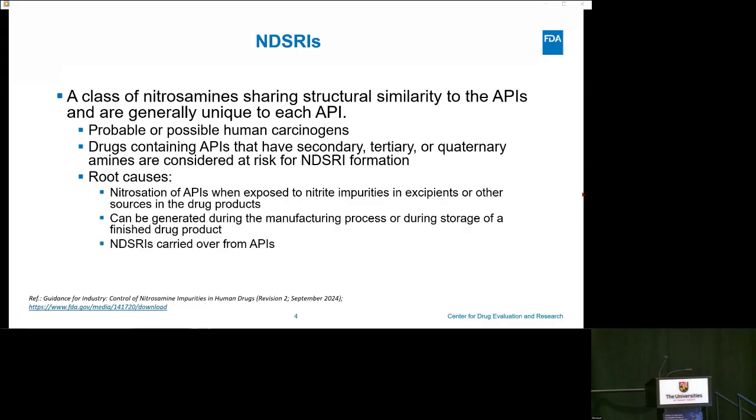As you have learned from yesterday and today's talks, NDSRIs are nitrosamines with structural similarity to APIs, often arising in drugs with APIs containing secondary, tertiary, or quaternary amines, especially when exposed to nitrites during the manufacturing process or storage of a drug product.